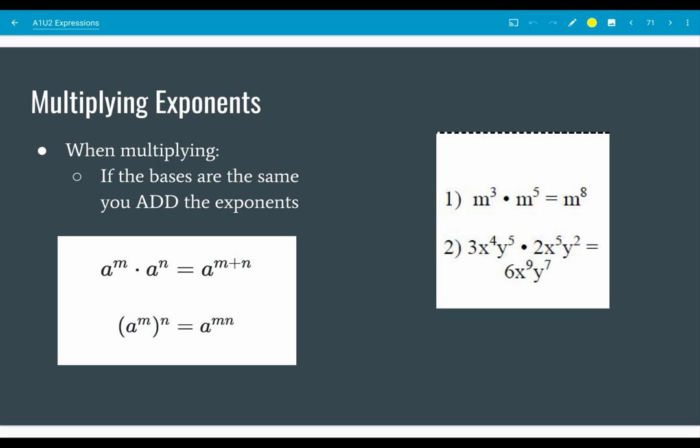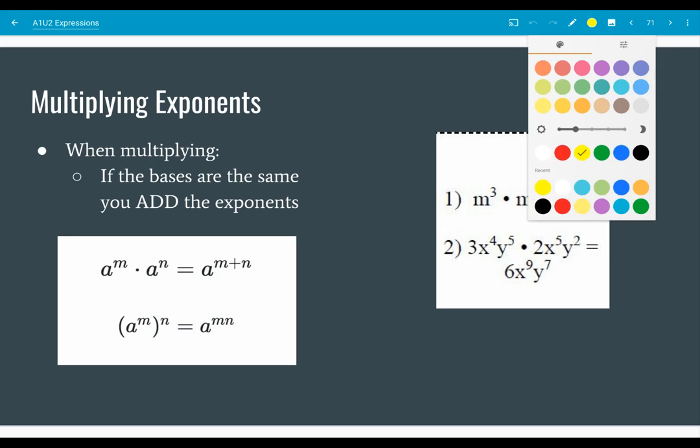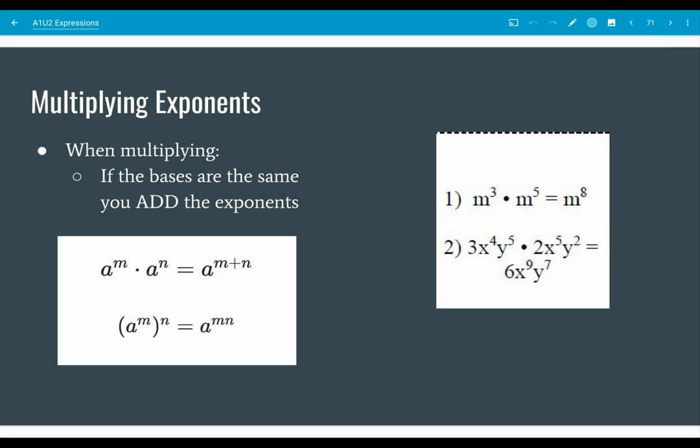Next, we're going to look at multiplying exponents. So when you multiply exponents, and the bases are the same, we add them. Okay, so if we look at here, we have a to the m and a to the n. Well, they have the same base of a, so we move that base over, and then we add their exponents, m plus n.